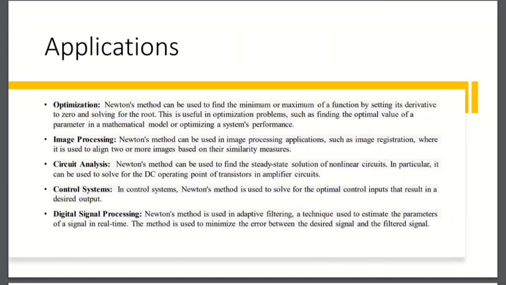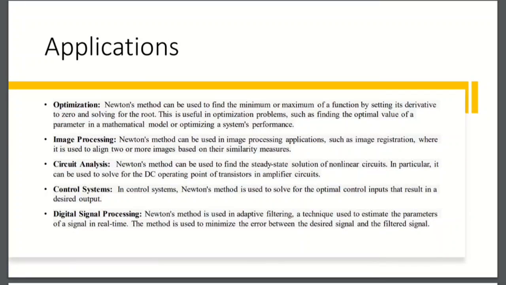Coming to applications, Newton's method is widely used in optimization, image processing, circuit analysis, control systems, and digital signal processing. In optimization, it is used for finding maxima or minima by setting the derivative to 0 and solving for the root. This is useful in optimization problems. And in image processing, it has applications such as image registration, where it is used to align two or more images based on their similarity.